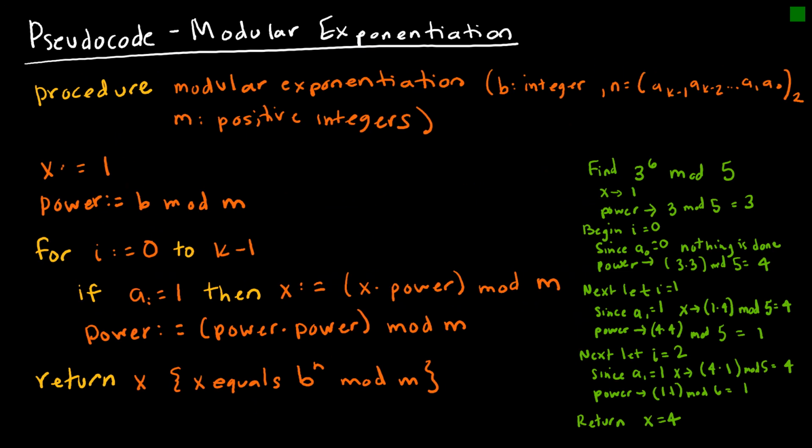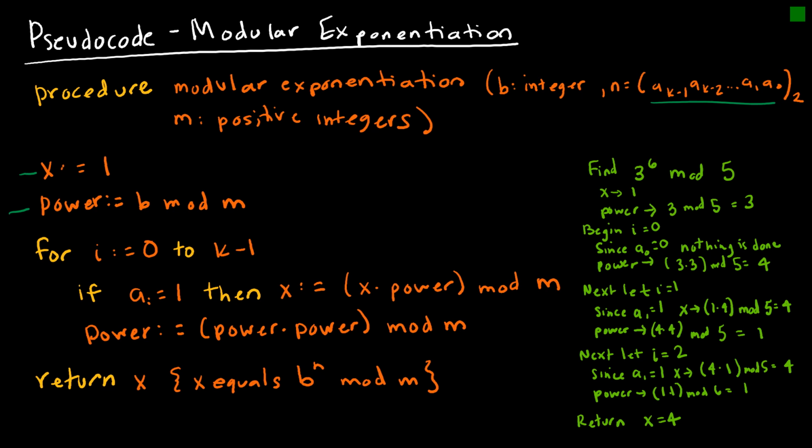So finally, let's take a look at the pseudocode for modular exponentiation, and then of course an example as well. And so the procedure, again, modular exponentiation. b is an integer, n is essentially a binary string, so we've got all of our binary values there. m is a positive integer. This tells us x starts at 1, and the power starts at b mod m.